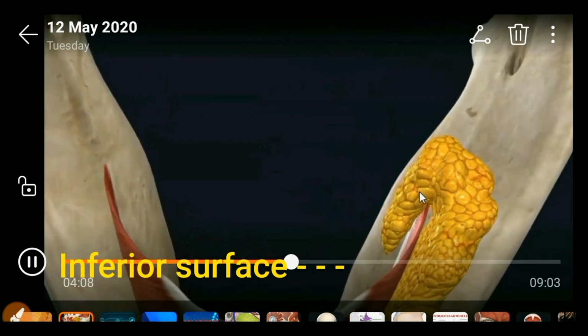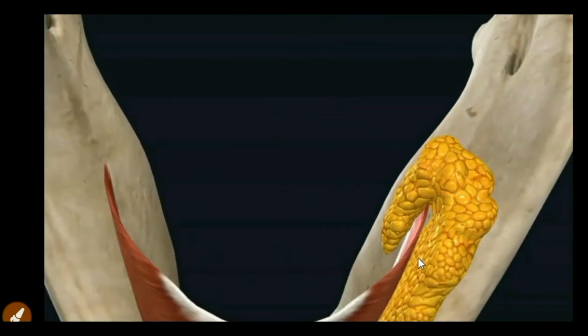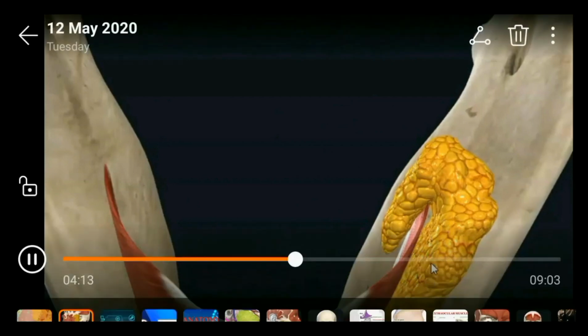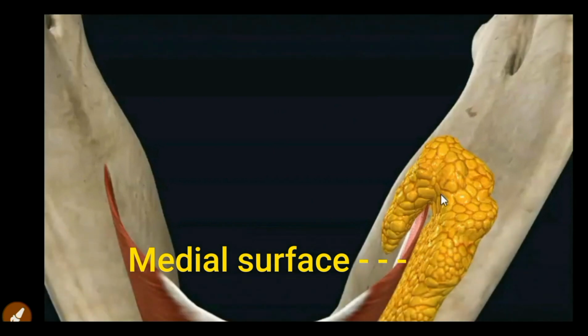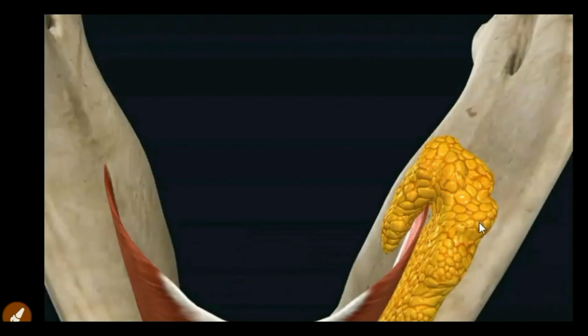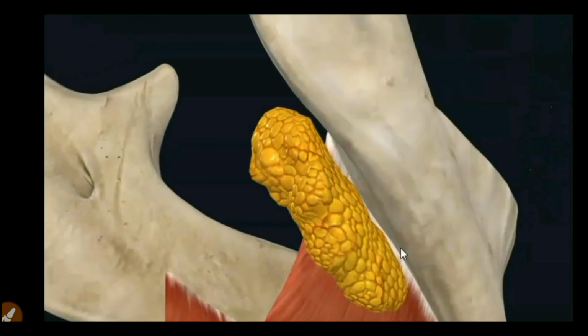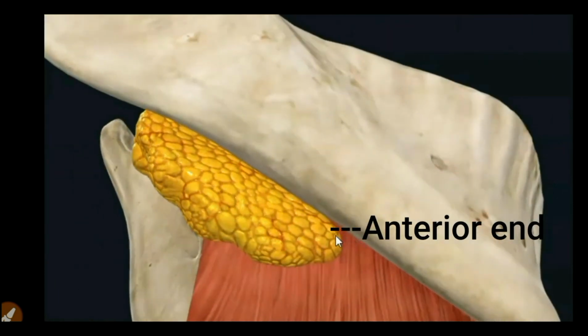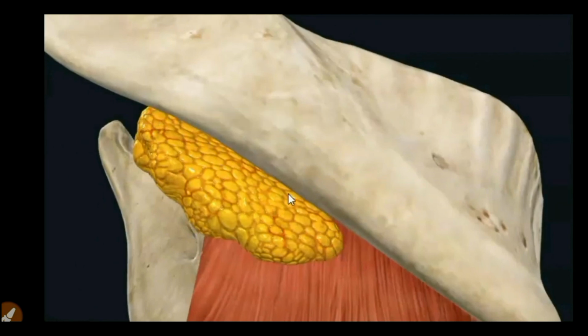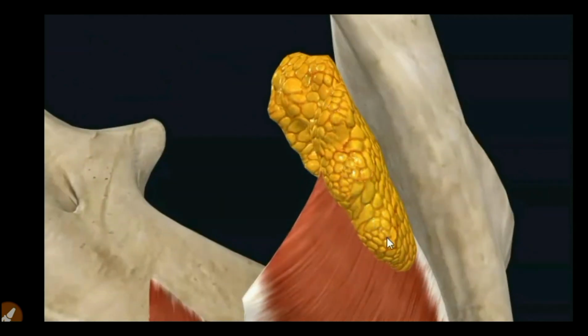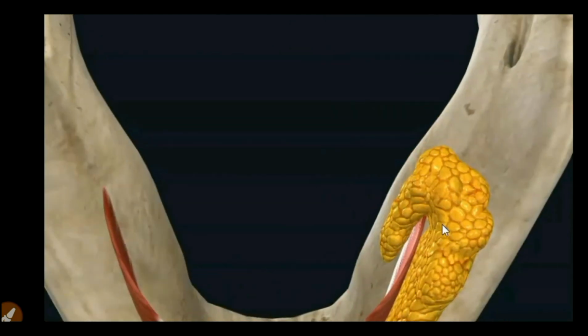So you can see the lateral surface and inferior surface. This is the medial surface, which is in relation with the mylohyoid muscle. So the lateral surface is in relation with the mandible bone, the inferior surface with the skin, and the medial surface with the mylohyoid muscle. The anterior end is free, whereas the posterior end is in continuation with the smaller deep part. When you see this large superficial part and inferior surface, it is enclosed by the deep fascia.